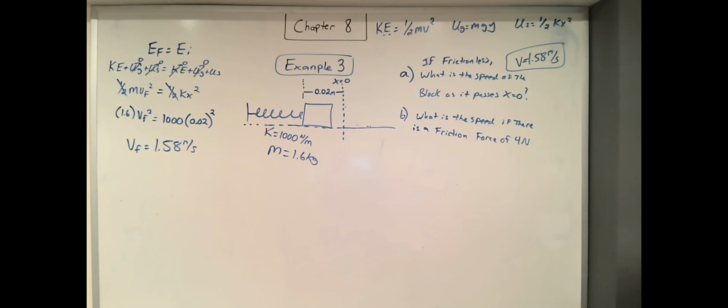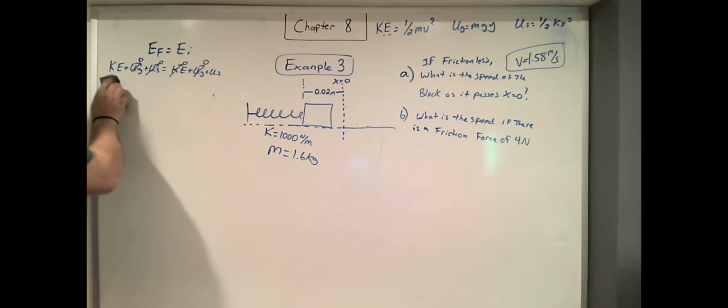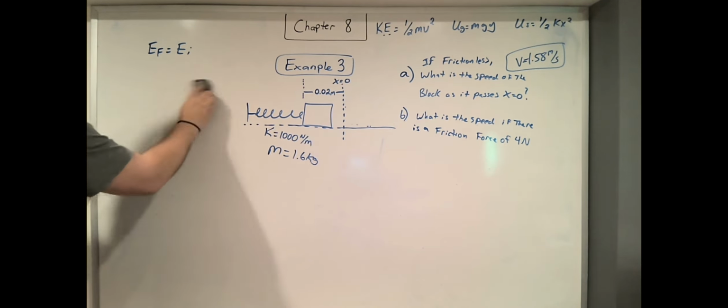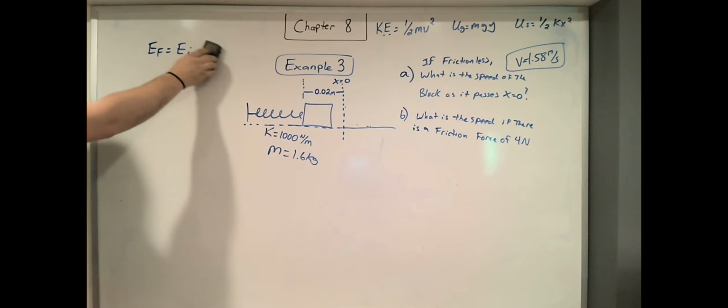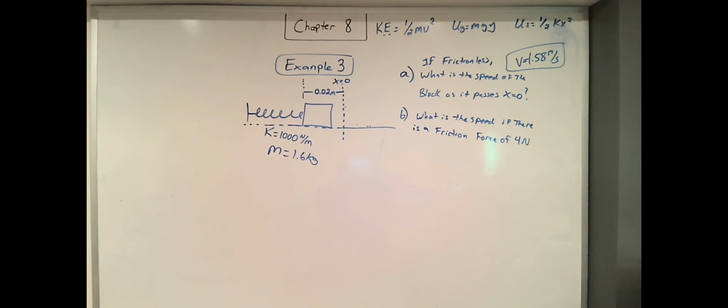For part B, it says, well, now we have added friction. How is that going to change things? Now that we've added friction force of 4 newtons, do you think the block is going to be going faster or slower? Well, it should be going slower, right, with friction being involved. If there's friction, I can no longer use my energy conservation, so I need to get rid of it.